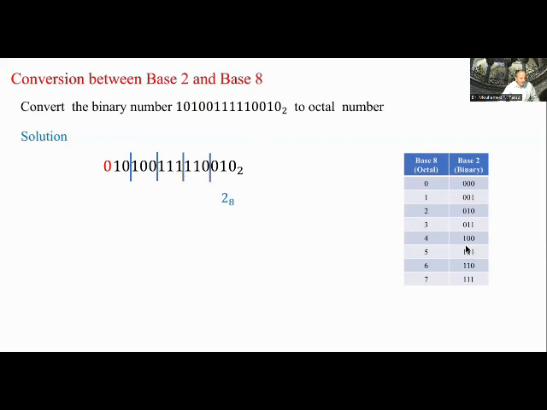110 is 6, 111 is 7, 100 is 4, 010 is 2, and that's your answer in base 8. Very straightforward, easy. Group them, groups of 3 from right to left. Therefore, this long binary number is this in base 8.